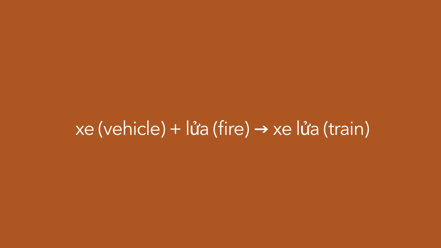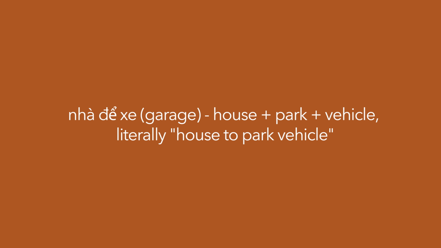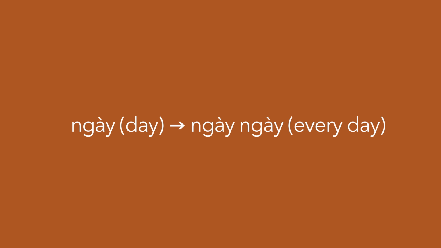Since every word is one syllable only and there are no prefixes or suffixes, Vietnamese creates new meanings by stacking these mini words together like a puzzle. Like this, vehicle plus fire becomes train, and house, park, vehicle becomes, obviously, garage. Vietnamese also loves reduplication to create new meanings, like ngày, day, ngày ngày, every day.